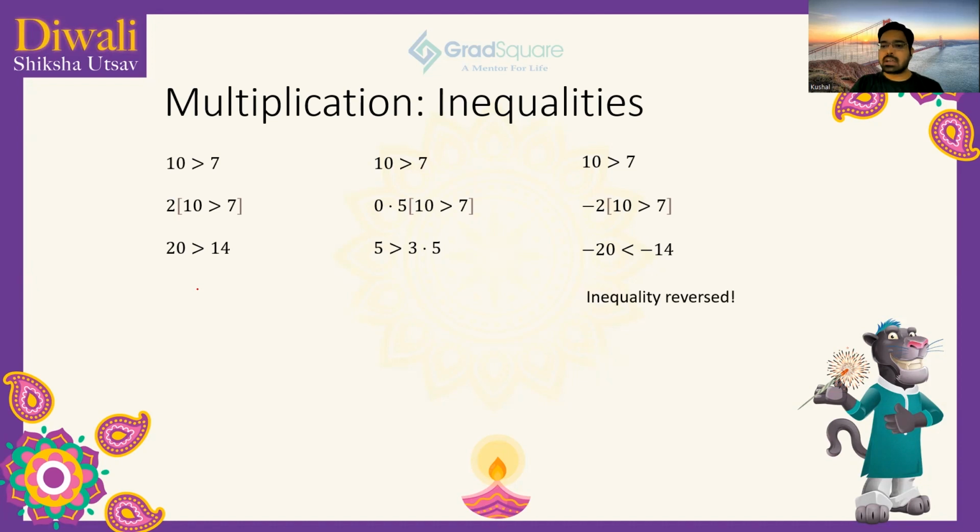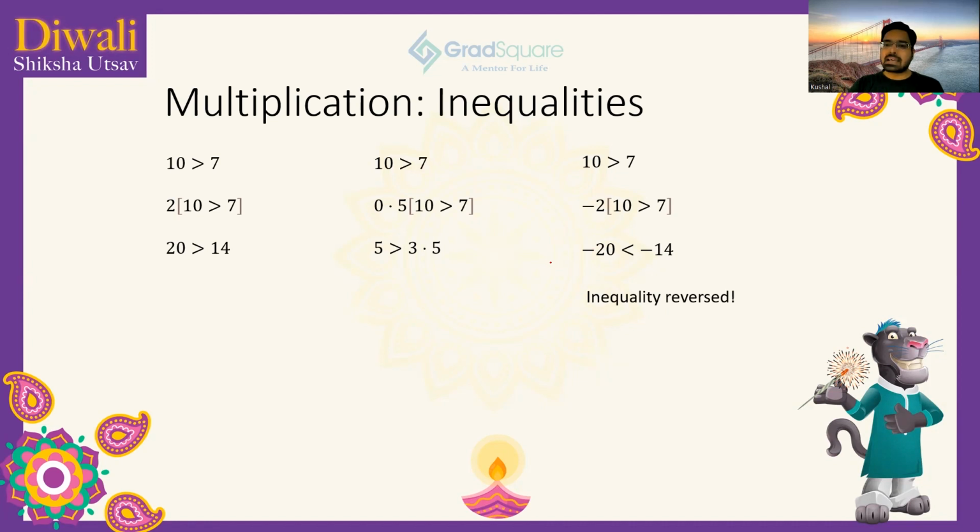So what are we observing? We have reversed the sign of the inequality. So this is the heart of the entire concept: when you multiply the inequality by a negative number, you have got to reverse the sign of the inequality. Otherwise, you will go wrong with it.